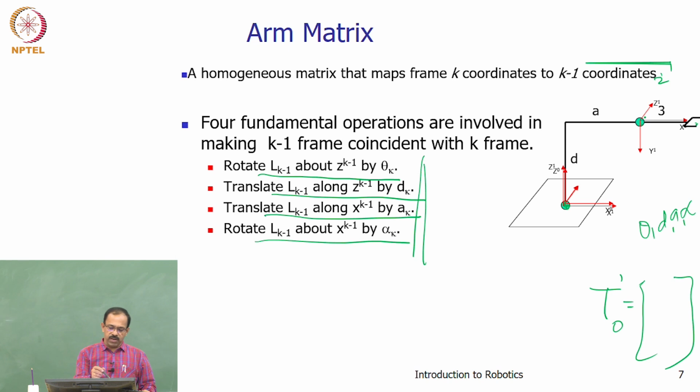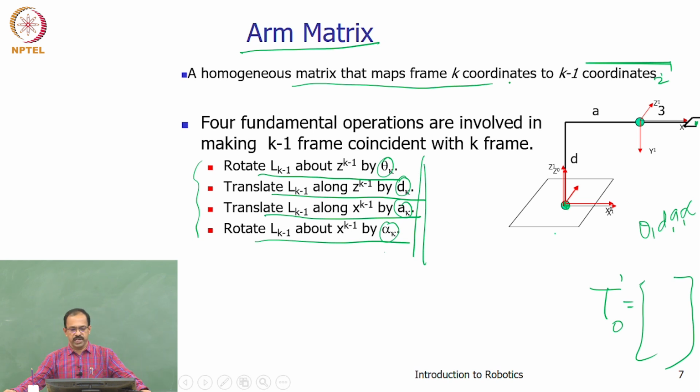So these 4 fundamental transformations make the transformation of this coordinate frame to this coordinate frame, and therefore if I can find these 4 transformation matrices using these parameters theta k, dk, ak and alpha k, I will be able to find the transformation from this coordinate frame to this coordinate frame. The same way I can do this for any number of coordinate frames, and finally I will get the transformation of this coordinate frame to this coordinate frame using the fundamental transformations. This we call the arm matrix. A matrix that maps frame k to frame k minus 1 coordinates is known as the arm matrix, a homogeneous matrix. We will see how to get this matrix and then represent the transformation using the 4 parameters.